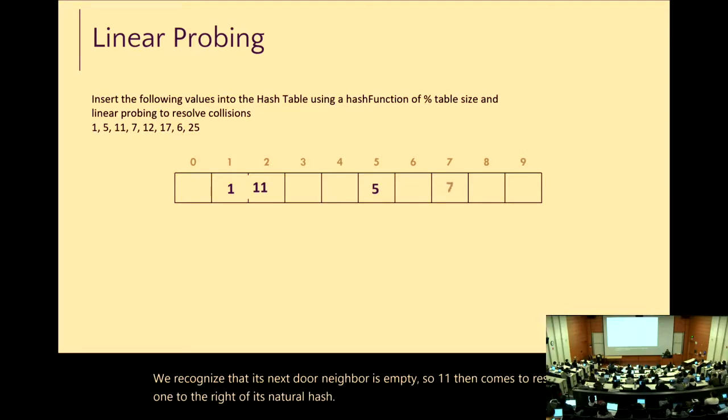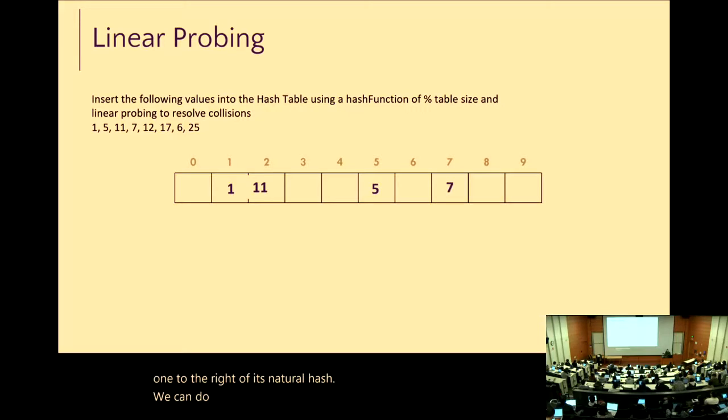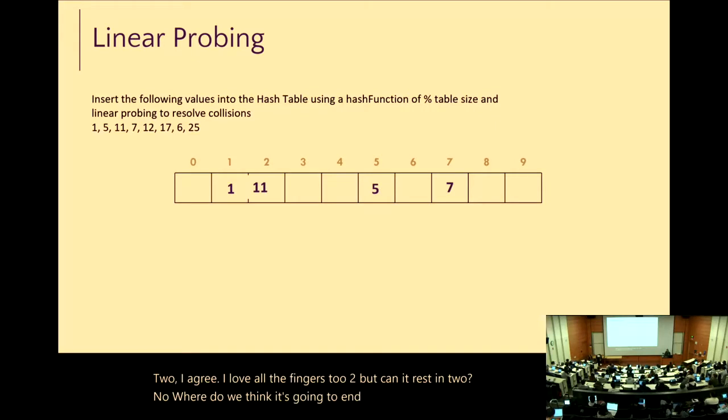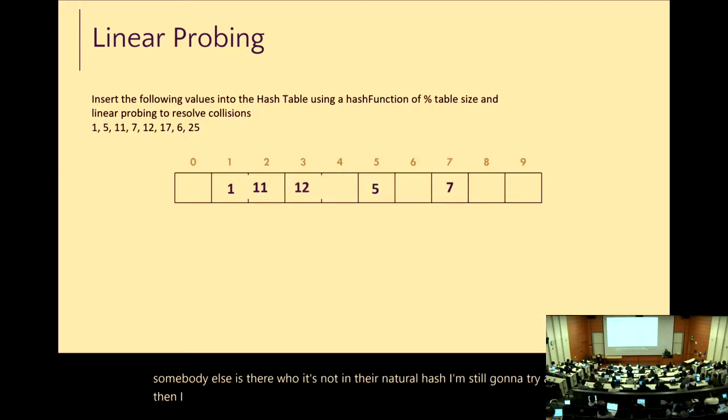We can do seven. Now, for example, we come in and we're ready to hash 12. Where is 12's natural hash? Two, I agree. But can it rest in two? No. Where do we think it's going to end up? I agree. Even though somebody else is there, it's not in their natural hash, I'm still going to try, and then I'm going to realize, nope, I have to go one next door.